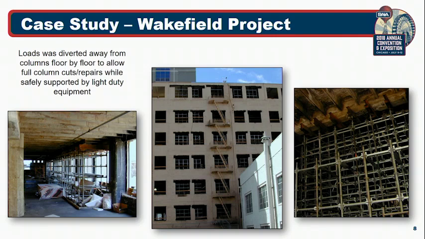There were 7 levels of concrete, which is incredibly heavy. But because we were able to space these posts very tight together, we were able to transfer all the load away from the columns into our shoring system and down into the slab on grade. This allowed the workers to cut off the columns at the base and install new columns.